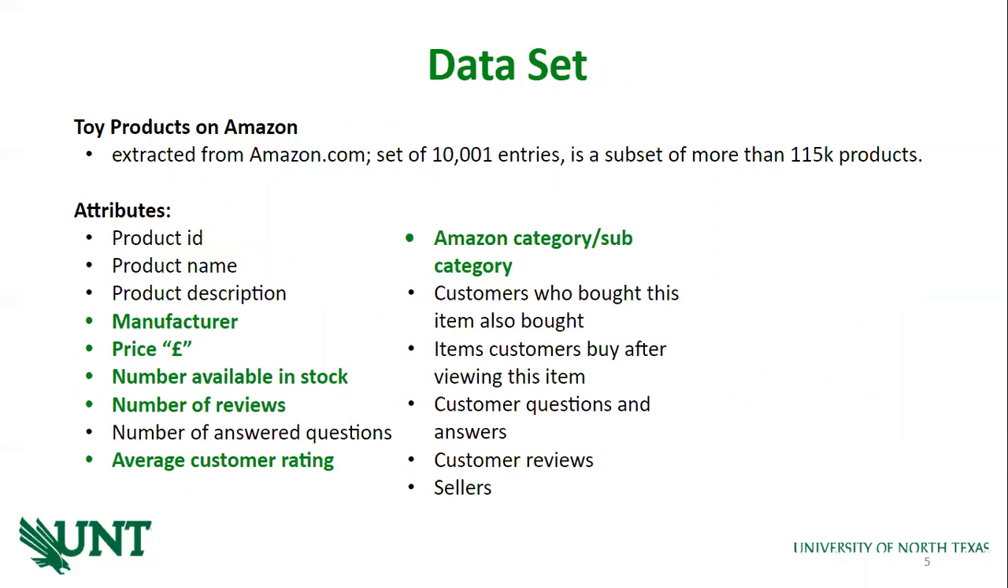The data set is toy products on Amazon. It was extracted from Amazon.com. It is a set of 10,001 entries. It is actually a subset of a much larger database, which is more than 115,000 products. Below are the attributes. The attributes that are bold and in green are the ones that I used the most. They were the ones that I thought were the best to compare to each other to find the answers to the questions I was looking for.